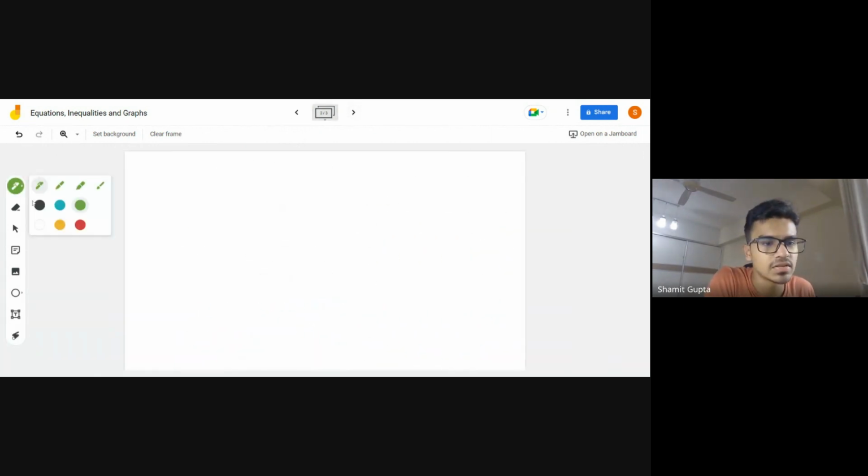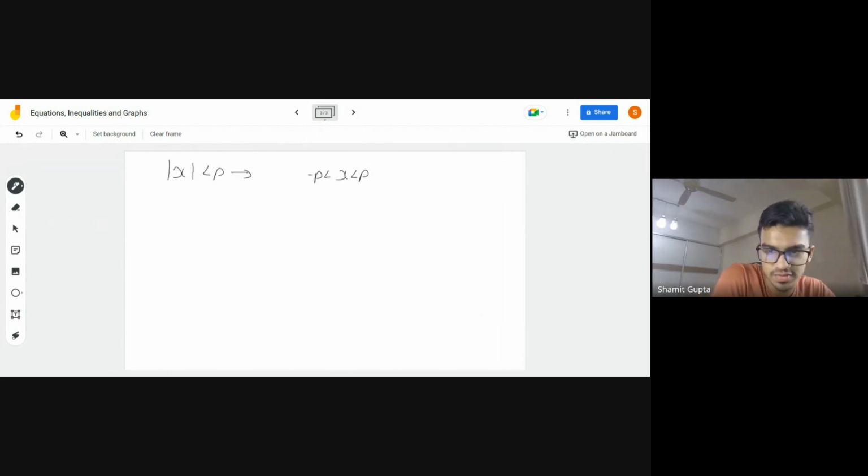Now, the second one is modulus inequalities. So suppose you have something like modulus of x is lesser than p, where p is just any number. How this works, if you remove the modulus, will be x is lesser than p and greater than negative p. This is what happens when you open the modulus. Now, why is that? There are two reasons.